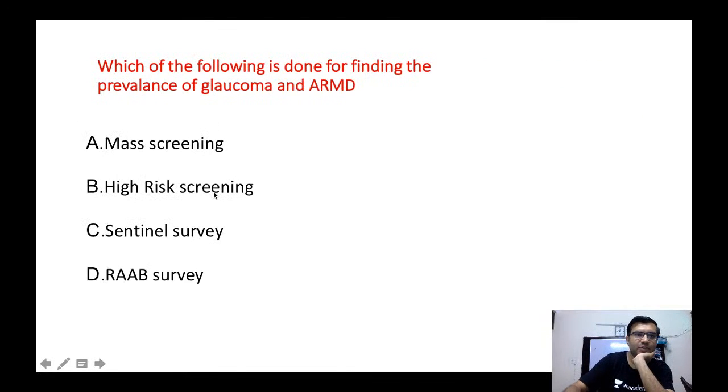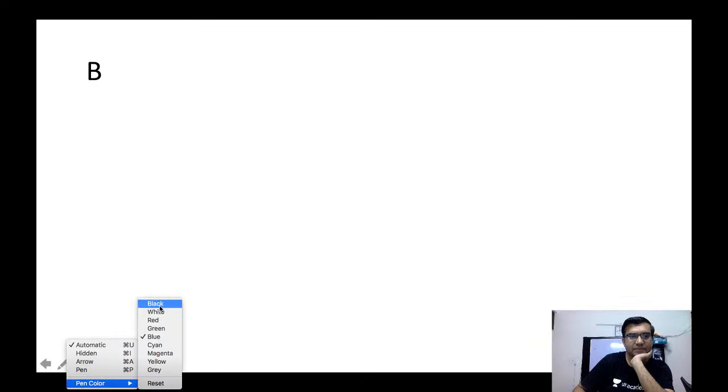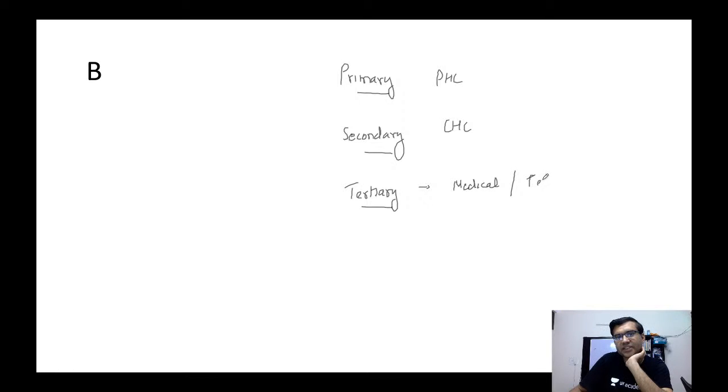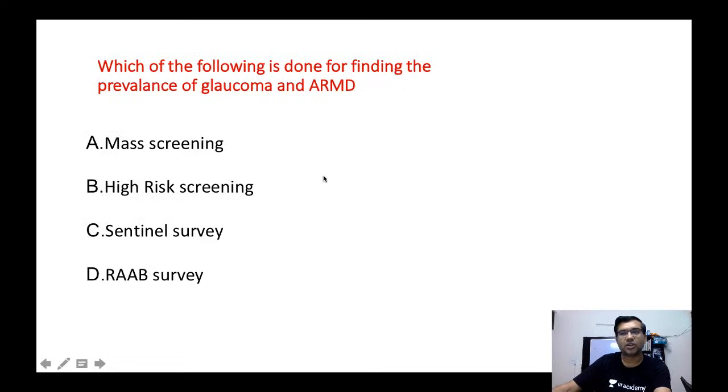So what are the various grades? I will show you. In the primary you have the PHCs. In the secondary you have the CHCs, and in the tertiary the patients go to medical colleges or tertiary eye hospitals like LV Prasad Eye Hospital, Shankar Netralay, Advanced Eye Care Center in PGI Chandigarh, as well as RP Center AIIMS. So these are the 3 levels of hospitals in the National Program for Control of Blindness. Okay, chalo, let's move to our next question.